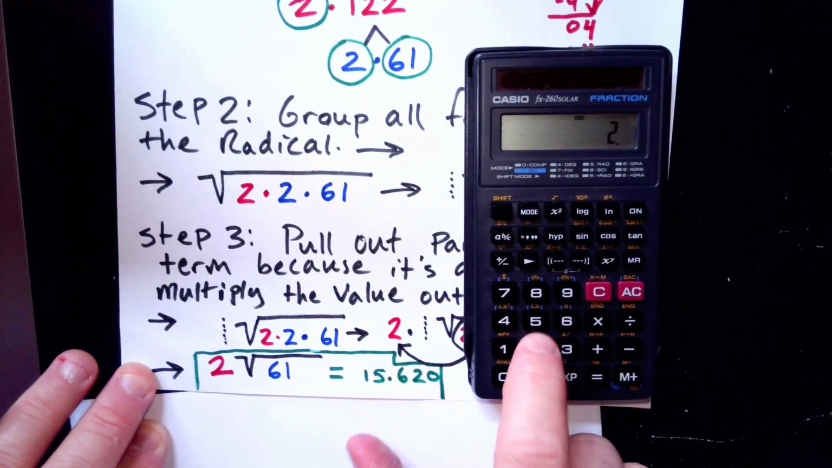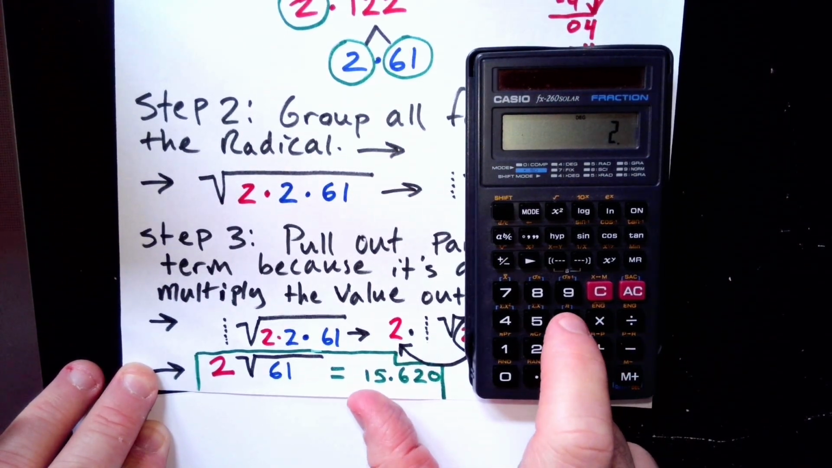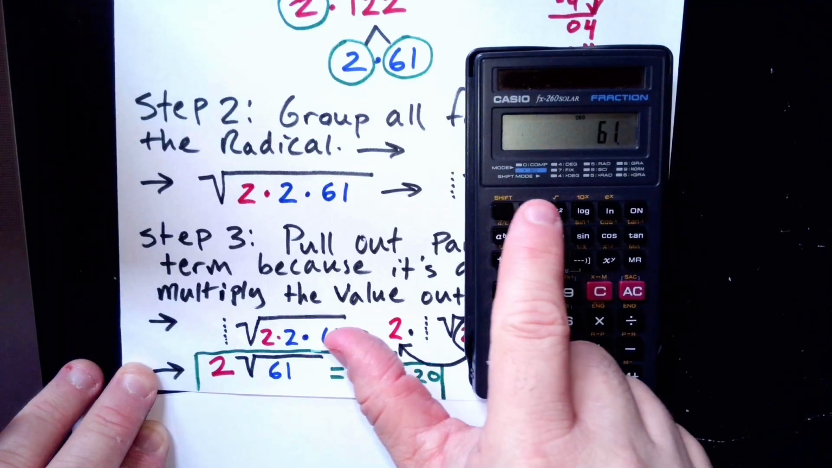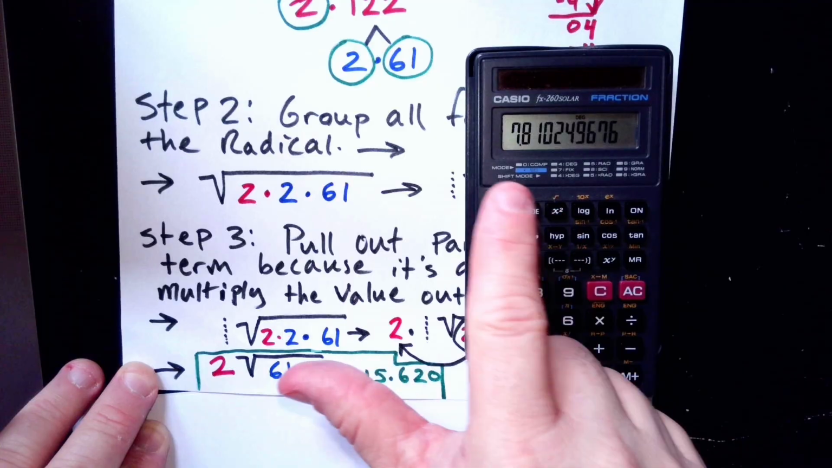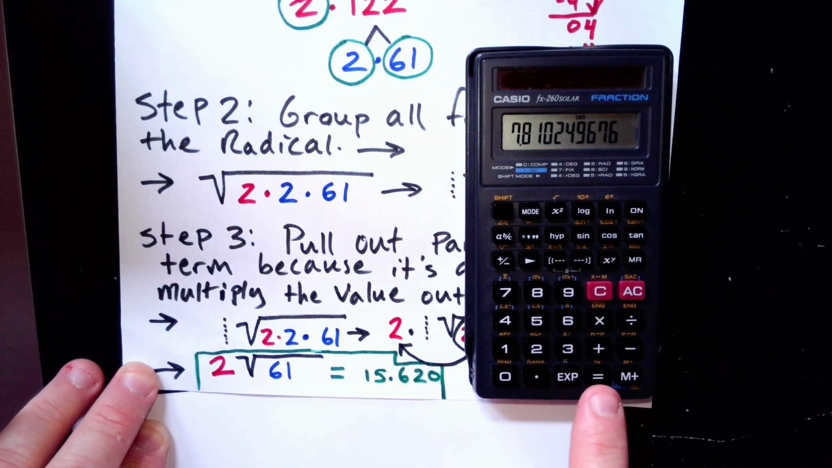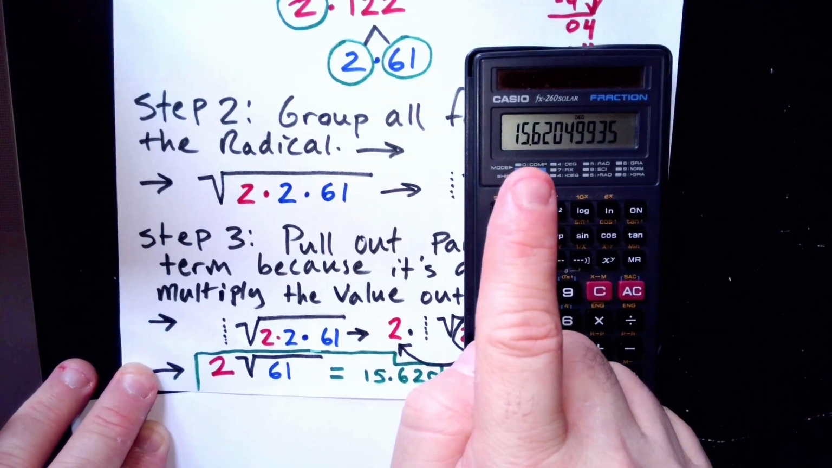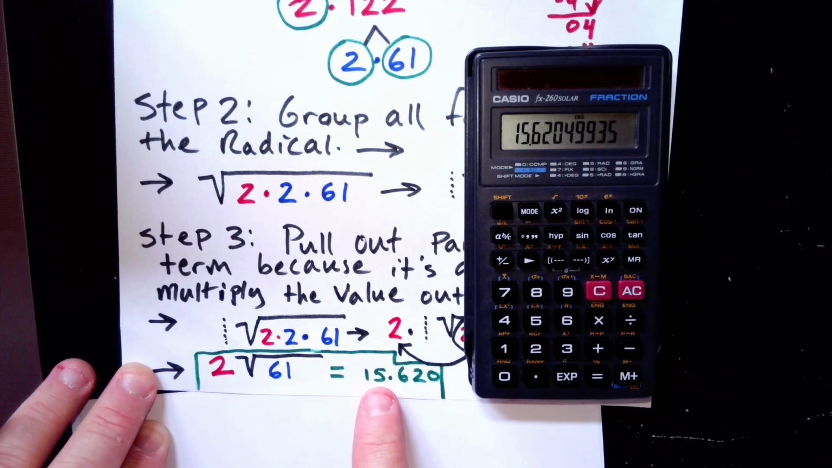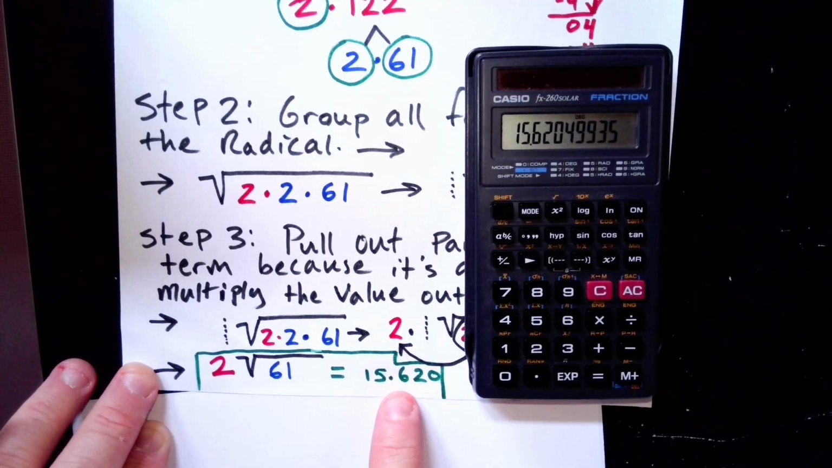So I will punch in a 2. I'll hit the multiplication symbol. For my calculator, I need to punch the number in first, so 61. And then I have to hit the shift button so I can select that golden square root value. It gave me a value, but I'm not done yet. I have to hit that equal sign in order to get my total value. And you can see here 15.62049935. So 2 times the square root of 61 is equal to 15.62. And I'll just stop here at the 0 because I cannot round up any further.